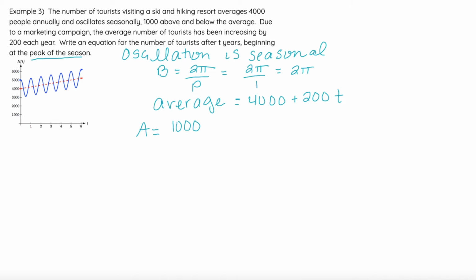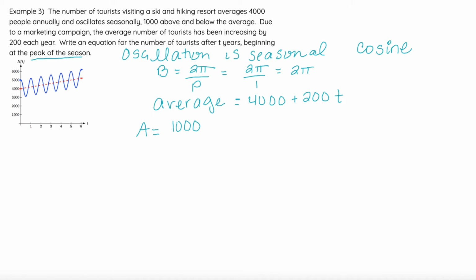Because we're starting at the peak of the season, we're definitely going to be utilizing a cosine function. Versus the last one, we were starting at the bottom of the season, and because we were at the bottom, we used a negative cosine. It was a flipped cosine.